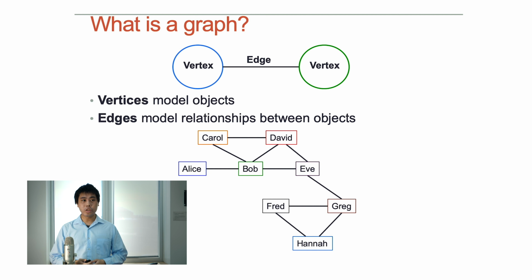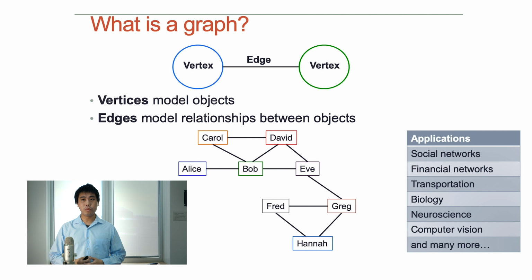There are many other applications of graphs. For example, they can be used to model transactions in financial networks. They can be used to represent distances between locations in transportation networks. They're also used in biology, neuroscience, and many other areas.